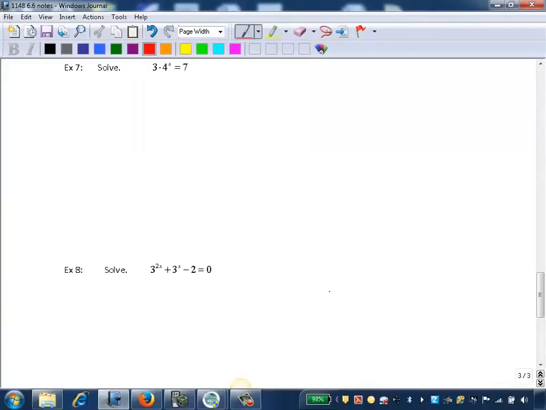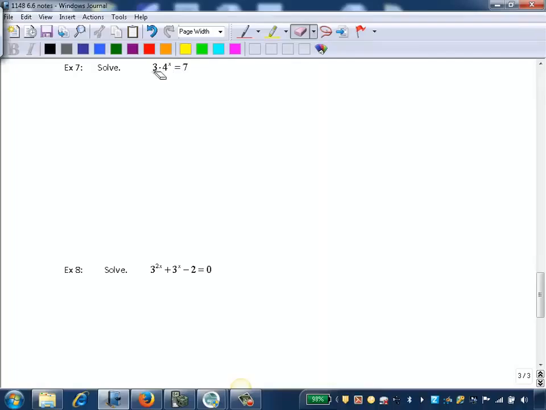In this example, we're asked to solve the equation 3 times 4 to the x equals 7. So we know this is an exponential equation because the variable appears up in the exponent. And if we want to solve, we've got to remove that variable from the exponent. Now, as it's written, we have a 3 being multiplied by the exponential term here.